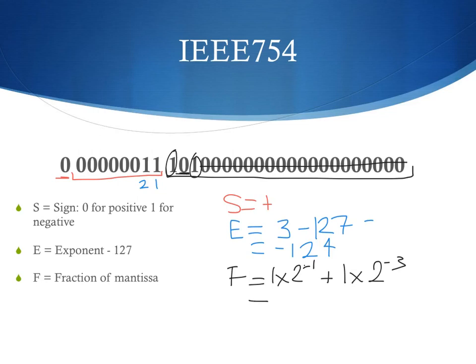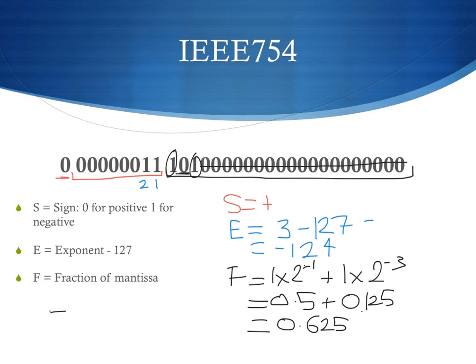2 to the negative 1, I know off by heart from last time, is 0.5. If I typed in 2 to the negative 3 in my calculator, I would get 0.125. 0.5 plus 0.125 is going to give me 0.625. And then if I write this out nicely, this is what I'm going to come out with.